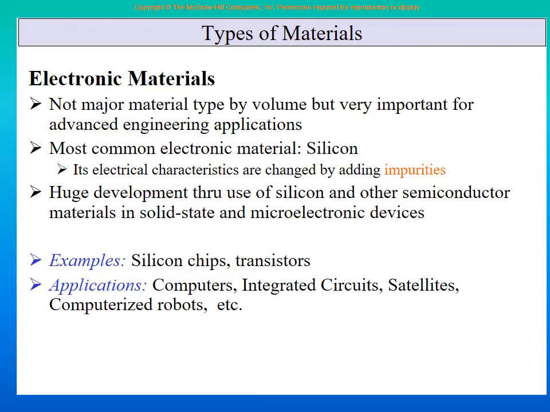So this is the basic material, but its electrical characteristics can be changed by adding what we call impurities, or we can call additives, right? We select certain additives, we mix them with silicon to give you the electrical properties that we need. And of course, huge development through the use of silicon and other semiconductor materials in solid state and microelectronic devices and so forth. So this you know a lot.